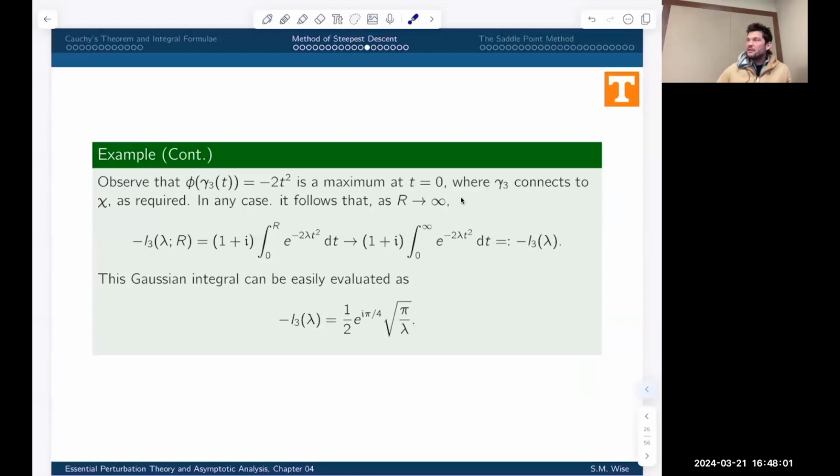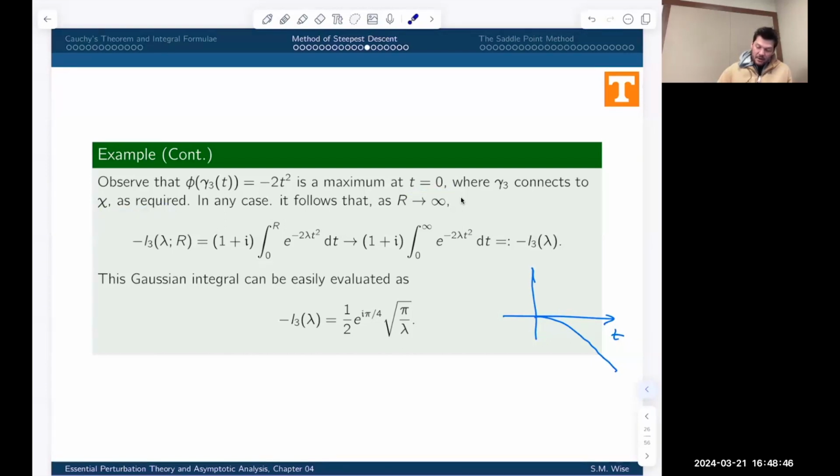But I claim that this is just a standard integral that we can calculate, as I'll show in a moment. I do want to emphasize that phi along gamma 3 has its maximum at t equals 0. That's because phi is just equal to minus 2t squared, right? If we plotted phi as a function of t, it's minus 2t squared, so it's looking like something like that. It's a downward parabola. Okay, so its maximum is at t0 where it connects to chi as required, check.